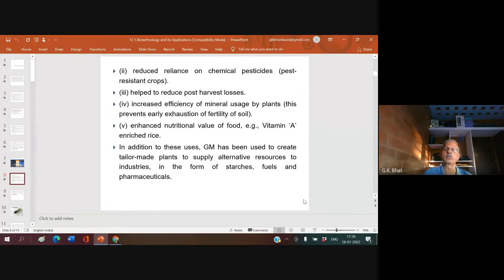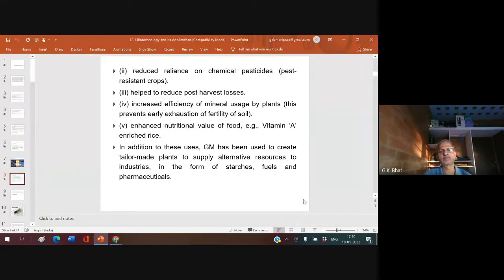So, as a result of which, what do we do? We put more and more fertilizers to get more and more yield. Too much usage of these inorganic fertilizers is also not good for the soil. So increased efficiency of mineral usage by plants should be there. With less input, we should get good output. And also, this GMO has enhanced the nutrition value of food. For example, vitamin A enriched rice. We shall see all these, how it is possible, by studying individual cases.